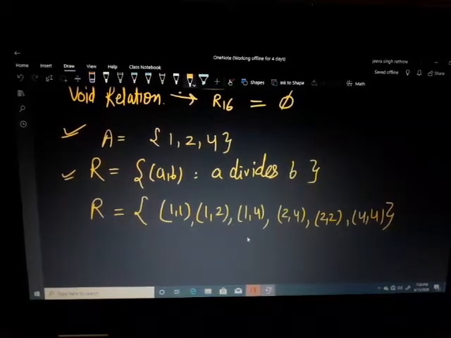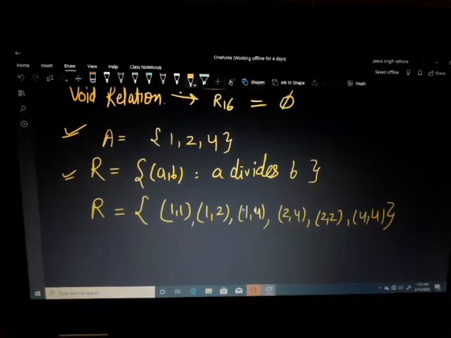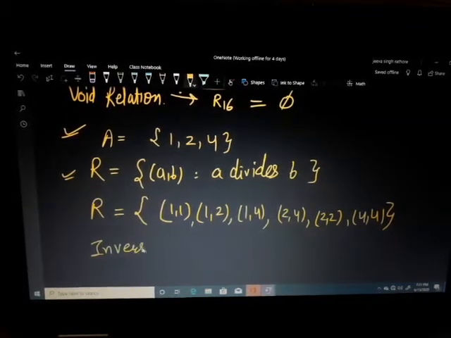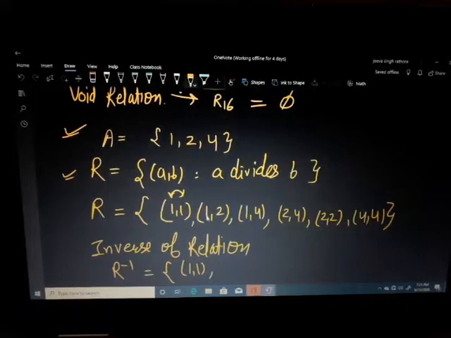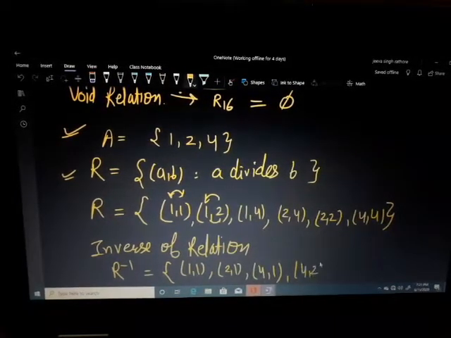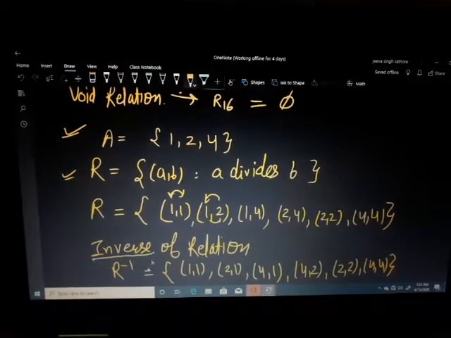If you want to find the inverse of a relation, this is a relation from A to A. The inverse of a relation is given by R inverse, in which you just interchange the x and y coordinates of each ordered pair. (1, 1) interchanged is (1, 1); (2, 1) becomes (1, 2); (4, 1) becomes (1, 4); (4, 2) becomes (2, 4); (2, 2) stays (2, 2); and (4, 4) stays (4, 4). That defines the inverse relation, represented by R inverse, R to the power -1.